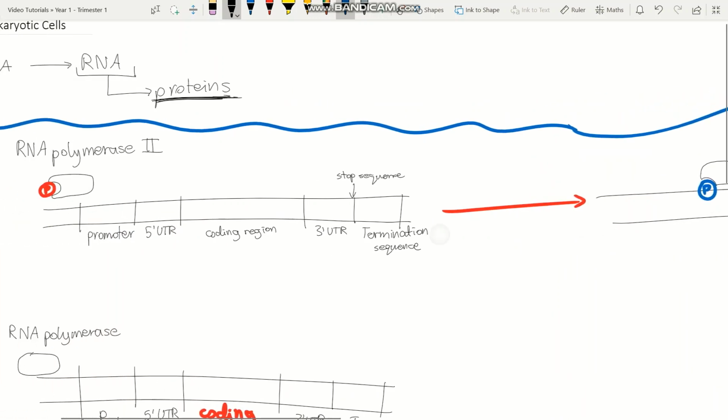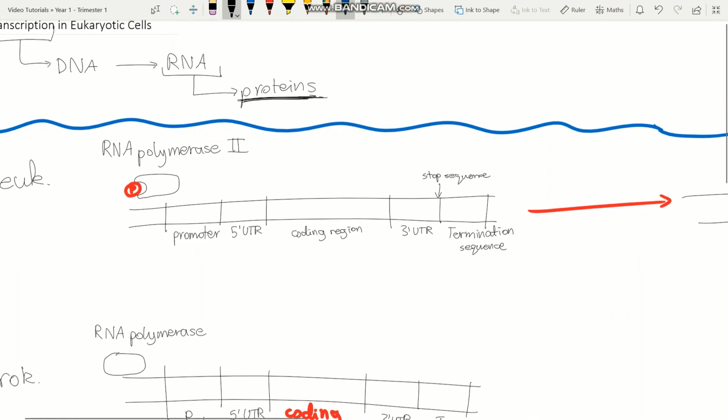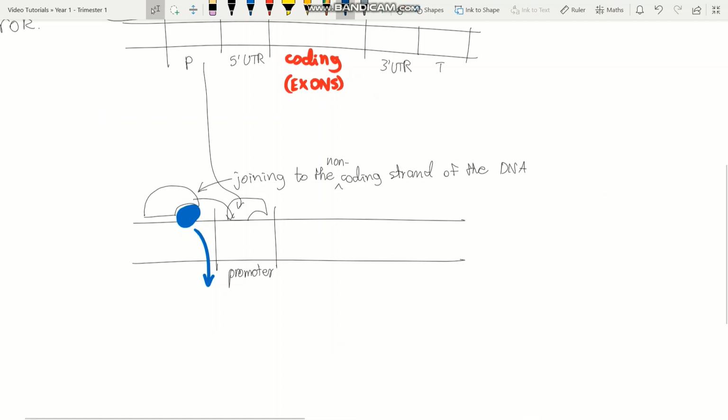Now you may have realized that I mentioned that the strand that the RNA polymerase enzyme attaches to is called the non-coding strand. This strand is essentially the strand that the RNA polymerase II enzyme binds to in order for the transcription process to occur. And there are two types of strands in all cells in DNA, the non-coding strand and the coding strand.